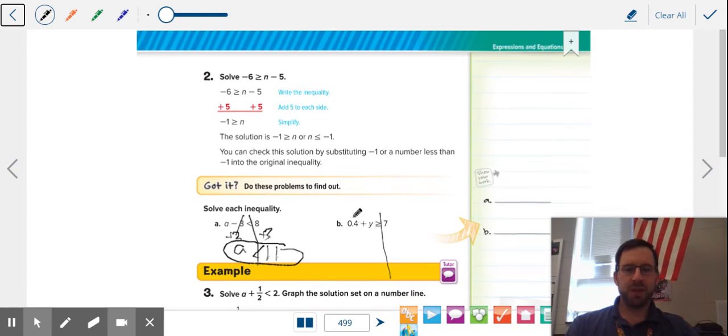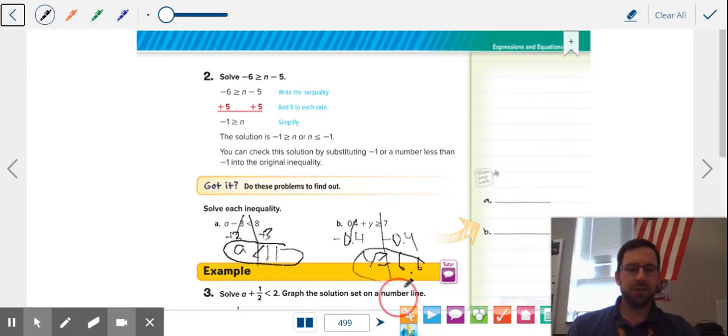Decimals are no different. We have a positive 0.4 to get rid of. We're going to take it away. Take away 0.4. Bam, that disappears. Y is greater than or equal to. Notice I'm writing the same exact sign. You're going to want to write an equal to sign because you've been writing them for the whole chapter so far. But now we have to throw in these inequalities. So just be careful. Is it an equal sign? Is it a less than sign? Greater than sign? Whatever. 7 minus 0.4 is 6.6.